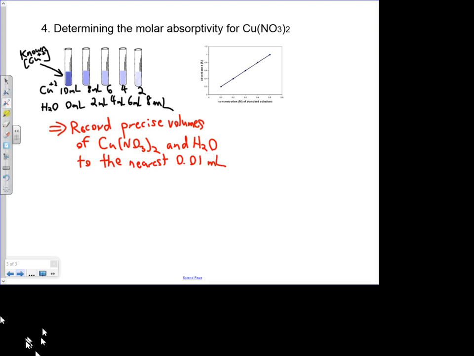Then you're going to take each of those solutions, and you're going to record the absorbance in your colorimeter. So record the absorbance of each solution.